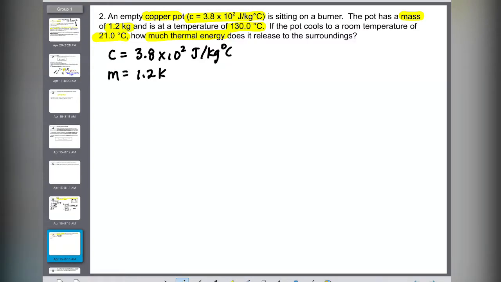So 1.2 kilogram is the mass. The initial temperature is 130. And the final temperature is 21.